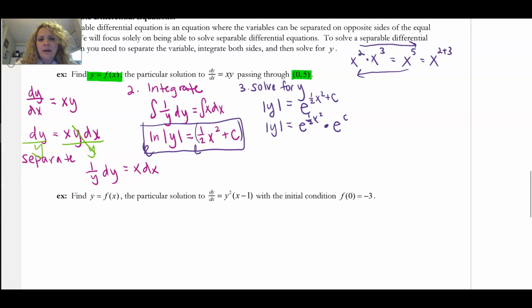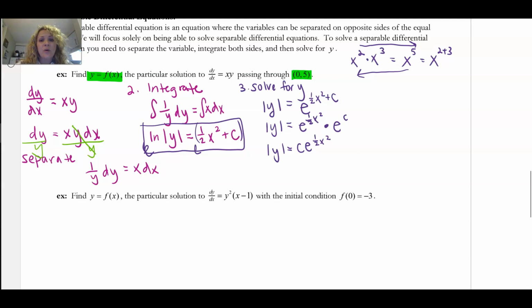All right, let's think about this. C is just some number that we don't know what it is. So e to the power of c is still just some number, and we just don't know what it is. So what I can do now is get rid of e to the power of c and just call that c, because c stands for some arbitrary constant, a constant of integration, and it's just a constant number. So I can put it out in front. So I have c times e to the 1/2 x squared now.